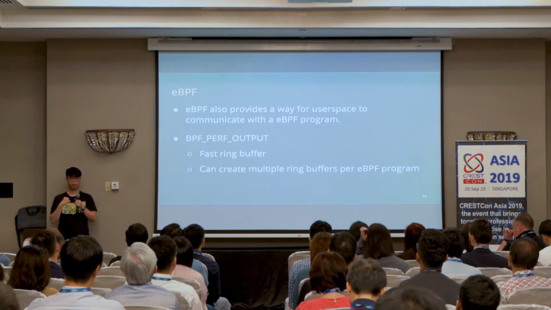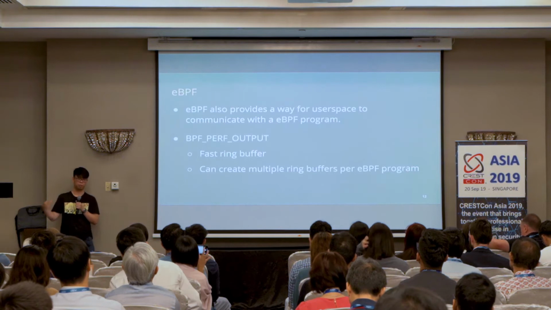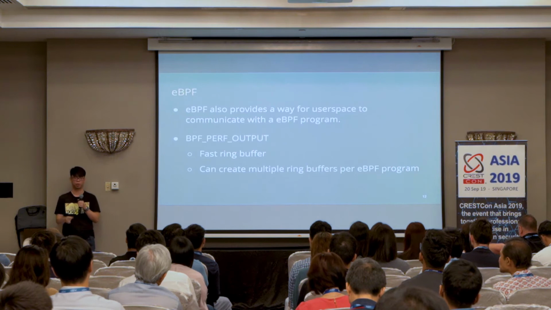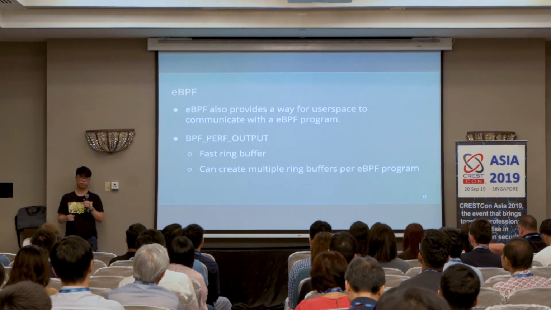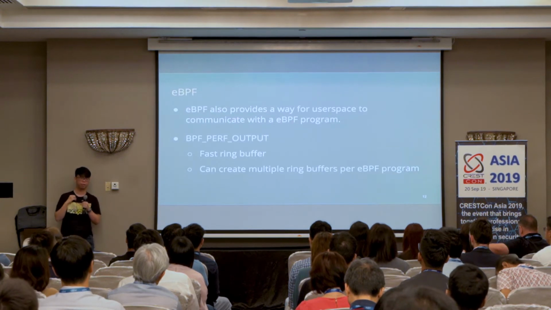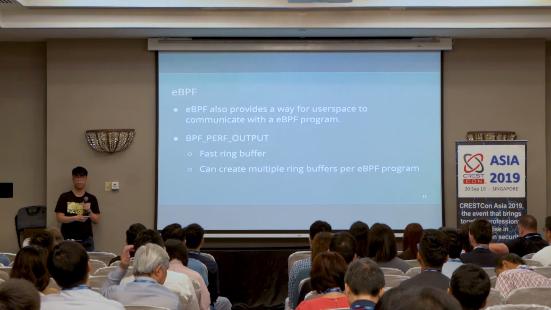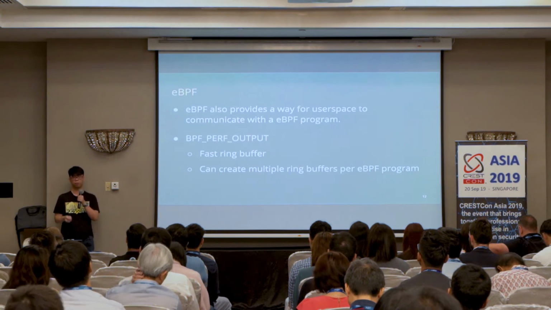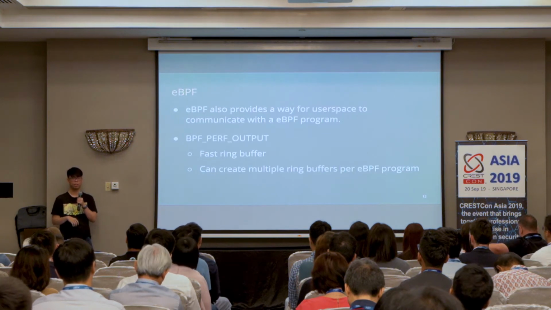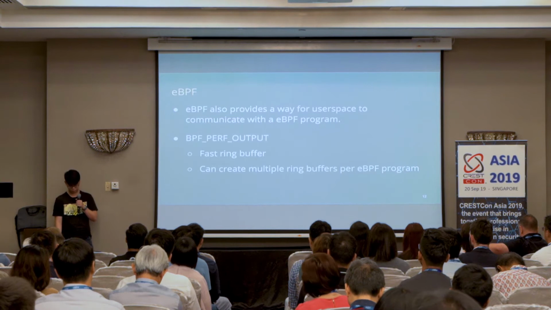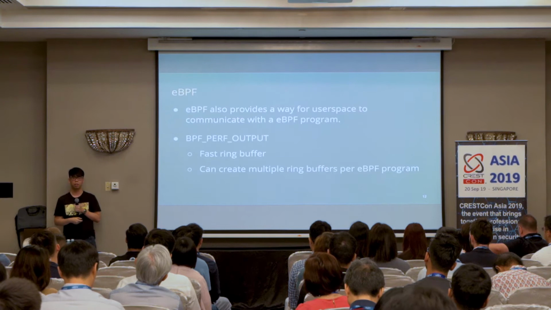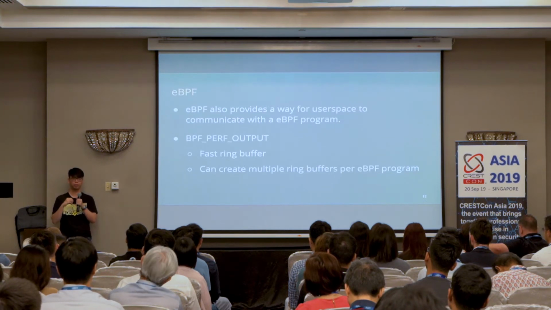eBPF provides a way for a user space program to talk to the eBPF program, because it's not very useful if you, for example, collect some data in the kernel, but you cannot extract that out. The way to do things is that you use the BPF perf output function, which sets up a very fast ring buffer between the kernel space and user space, and you can transfer data to and from it. There are different data structures that you can use, so depending on exactly what you're doing, you can use arrays, you can use dictionaries, for example. And you can create multiple ring buffers per eBPF program, so you can have multiple channels communicating between user space and kernel.